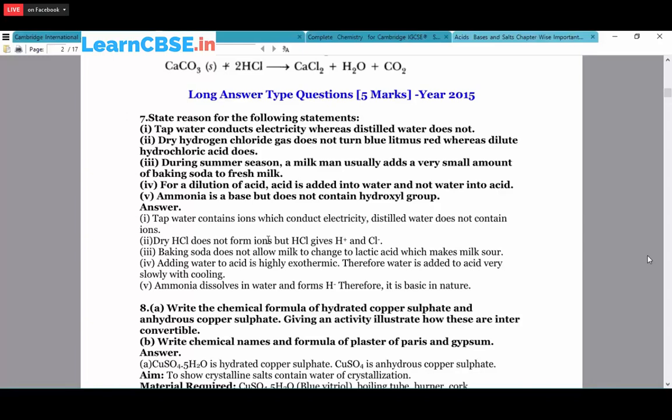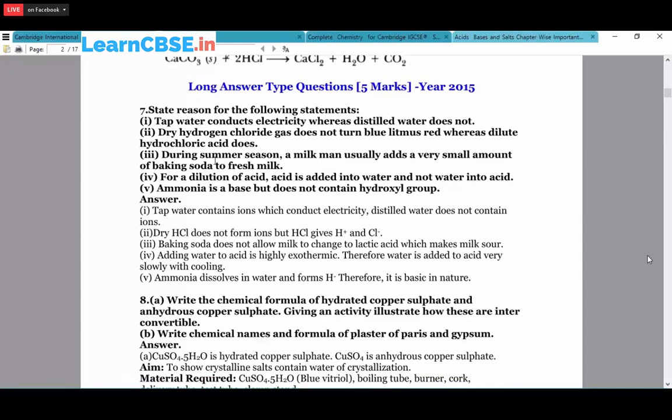So because of that only, it does not turn the blue litmus red. During the summer season, a milkman usually adds a very small amount of baking soda to the fresh milk, because the baking soda does not allow the milk to change to the lactic acid, which makes the milk sour. Because in the summer season, the temperature is quite high, it will easily convert the milk to the lactic acid. So to avoid that, he is adding the baking soda.